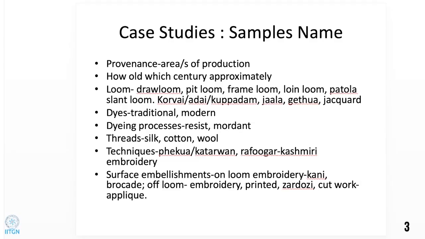We have the sample's name, we will give the provenance, that is area or areas of production, how old and which century approximately, what kind of looms, dyes, what kind of dyes and the processes associated, the fibers, the threads, the techniques, for example, the fekwa, katarwa, rafugar for Kashmiri embroidery and so on, and surface embellishments, on-loom embroidery like kani, brocade, and off-loom embroidery, printed zardozi, cutwork and applique.